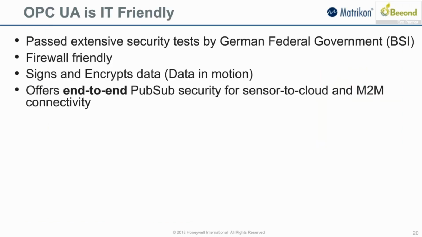Okay, so in a nutshell, I guess you can say that OPC UA is IT friendly. It passed extensive testing through the German government. They're sort of the equivalent of the NSA in the US. It's definitely firewall friendly, so the technology is designed for moving data across. It's not tied into any operating system. So basically what you're getting through is purely OPC UA data. It signs and encrypts, of course, the information, and that's important in how it does it.